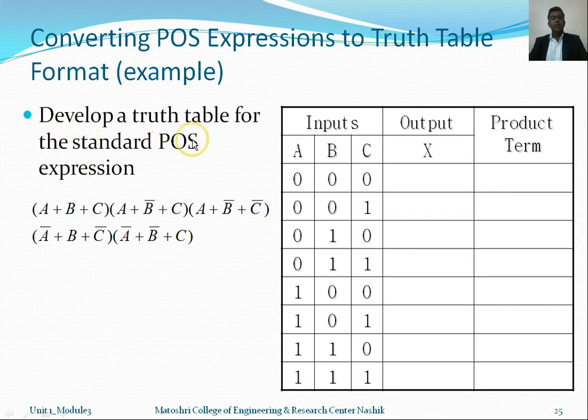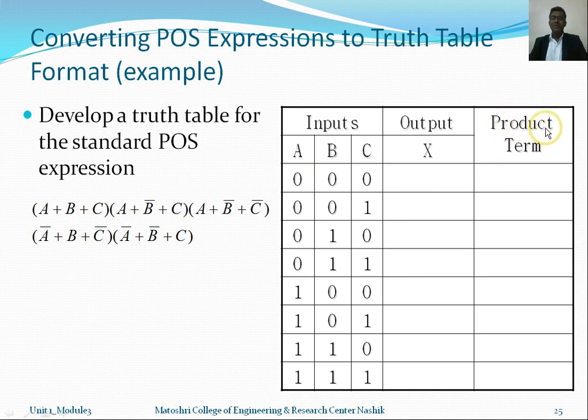In this truth table format, the standard POS expression is available here, and one of the main points to keep in mind in case of POS is that without complement is 0, and a complemented variable is 1. So in the first sum term, A, B, C, all 3 variables are without complement. That's why the value of A is 0, B is 0, and C is 0. In the truth table, the first row has A, B, and C equal to 0.